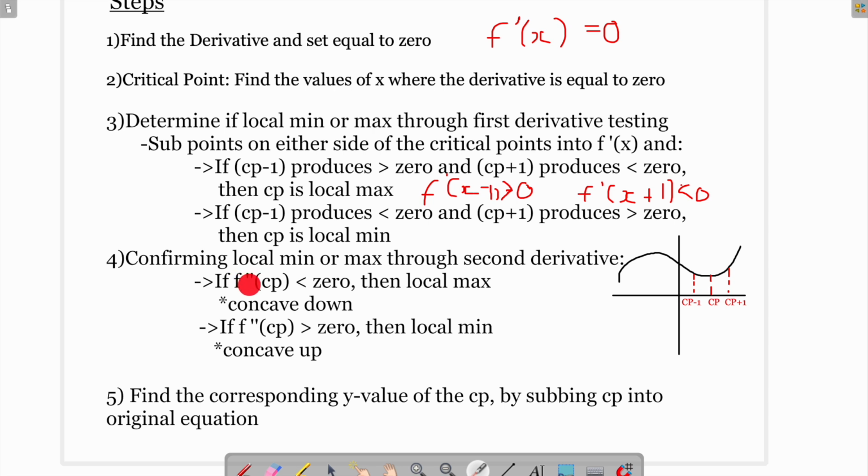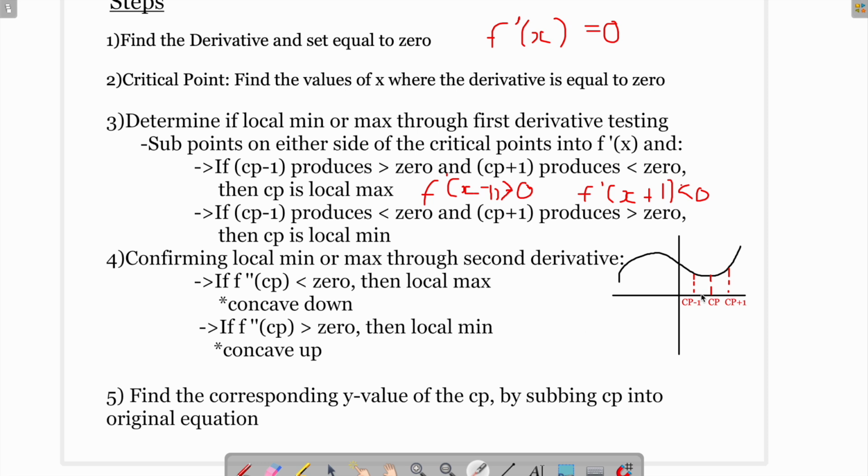So we find f double dash, so that's just getting this function and differentiating it one more time. And we sub in the critical point. So we sub in the value of x is equal to 0 for f dash of x. If that is less than 0 in the double derivative, then it's a local max, symbolizing concave down. If it is greater than 0, then it's a local min, symbolizing concave up.